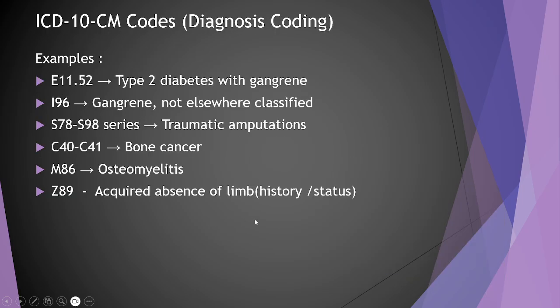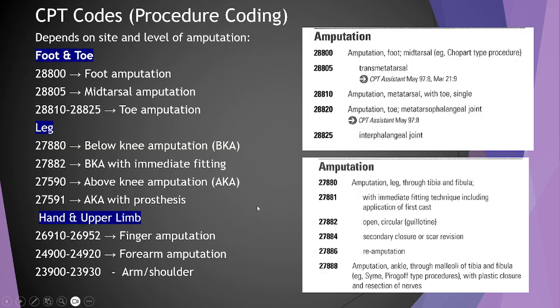So next. There are different diagnoses like type 2 diabetes and gangrene, E11 series, I96 for the gangrene, that is tissue death, bone cancer, osteomyelitis, and the acquired absence of limb, that is status, Z89 series. So we'll see that navigation later, when we do the operative report.